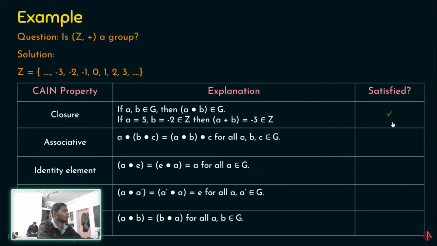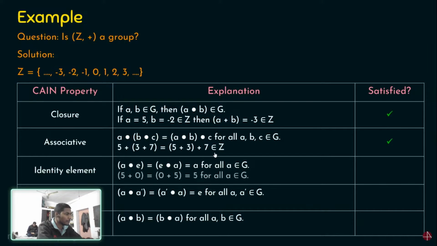Let's now move on to the second property, the associative property. Let's take any numbers from the group. Let me take A equal to 5, B equal to 3, and C equal to 7. (5 plus 3) plus 7 is equal to 5 plus (3 plus 7). Here we will have 15, here also we will have 15, where 15 also belongs to this group, right? So obviously the second property, the associative property, is also satisfied.